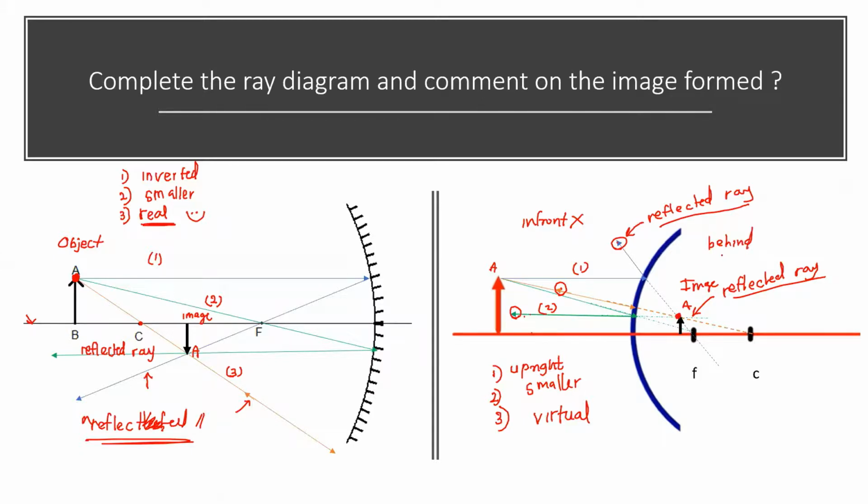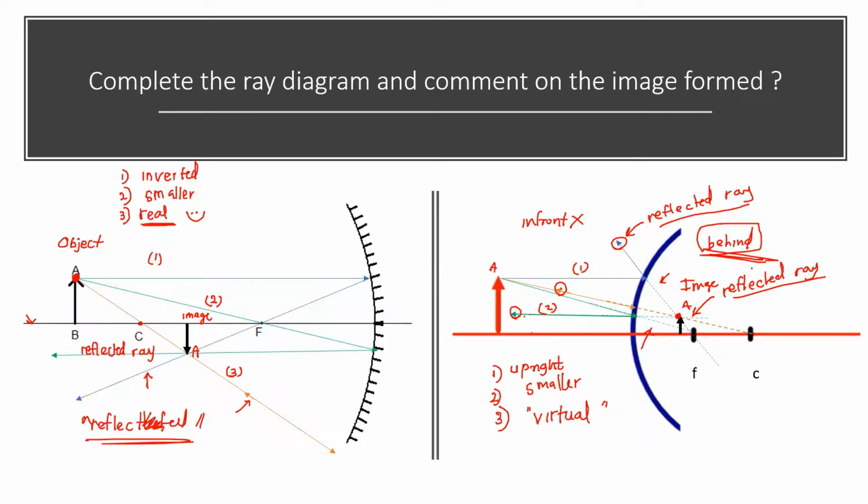So if you ever see an image forming behind the mirror, then it is virtual, because light rays do not go inside the mirror, right? It reflects off from the surface. So these are dotted lines because we just extended the lines. They are not actual light rays. We just extended them because it looks like it came from behind the mirror. Okay, so anything behind the mirror is virtual.